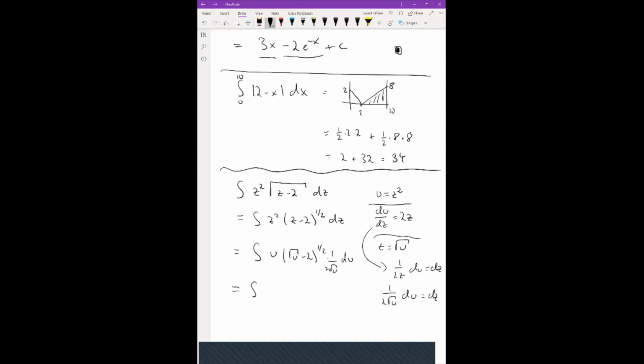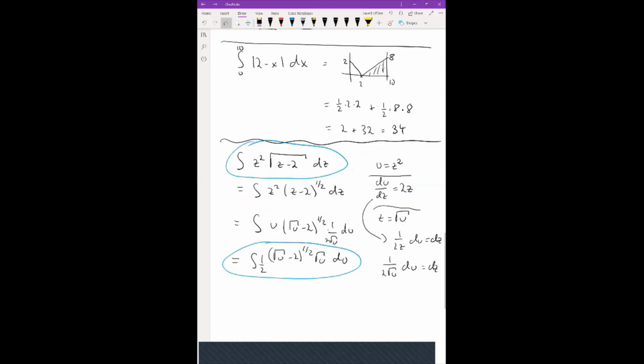So this is the same as the square root of u minus 2 to the 1/2, times u, over the square root of u, you have 1/2 square root of u du. So everything is correct. This integral here is the same as this integral here. You didn't make a mistake, except that you started with a bad integral and you ended up with an integral that is even worse. So that means the u substitution did not simplify the problem, it made it more complicated. So let's try it again.